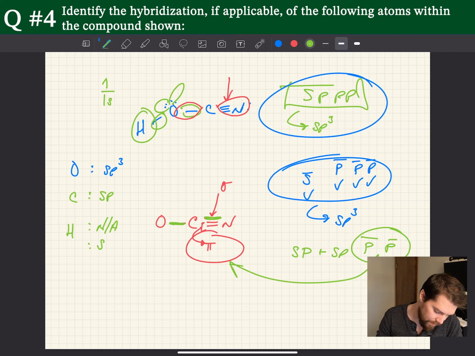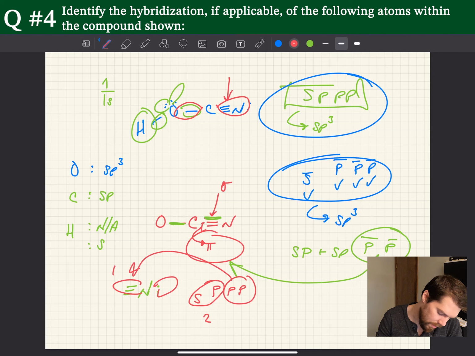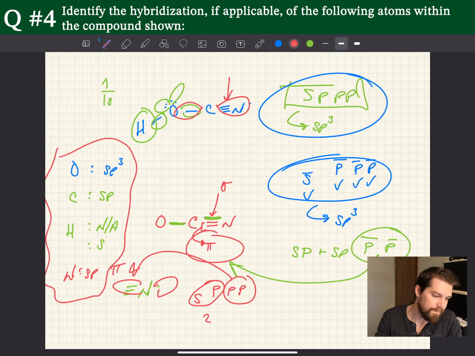And finally, the nitrogen. This is going to look real familiar. We have one region of electron density there, another region right there. So out of our s, p, p, p, these two regions are hybridized. The other two went into the pi bonds. So the nitrogen is sp hybridized.